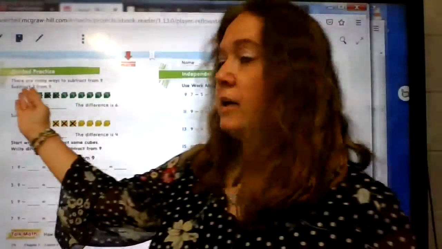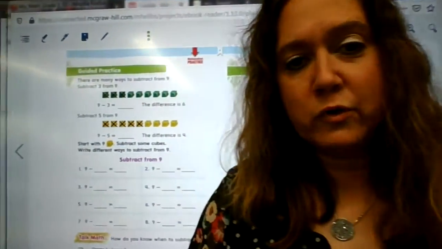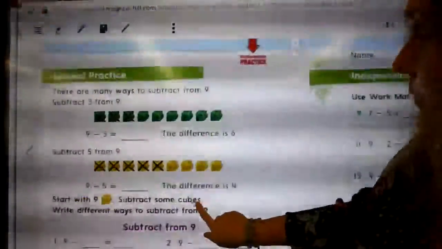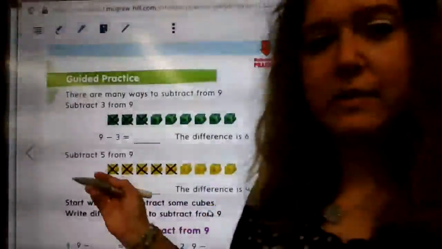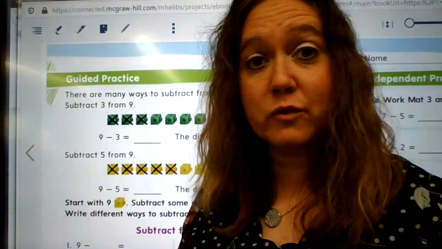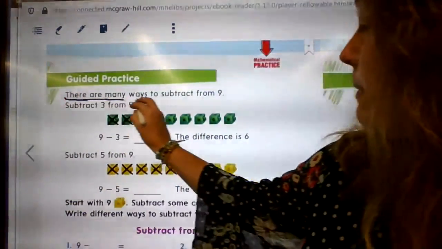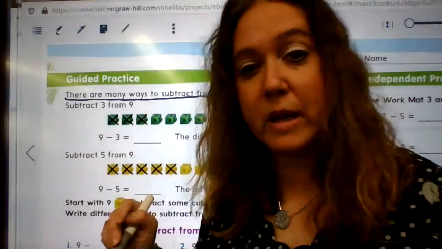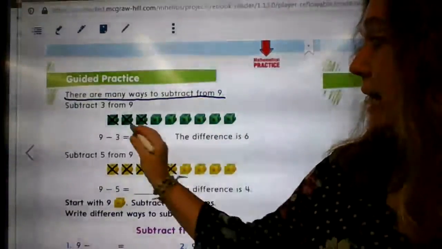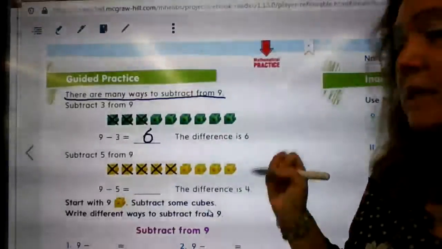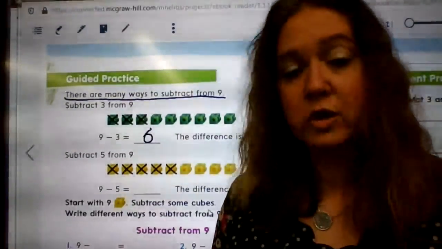Turn your page. Right here, I'm going to scooch this over. Underline what it says. Actually, I'm going to make this a little bit bigger. Okay. There are many ways to subtract from 9. We just made a huge long list over on the board. There are many ways to subtract from 9. They have these cubes like you've seen on your paper before. They started off with 9. They crossed off 3. 6. The difference is 6. Remember, difference means the answer when you subtract.